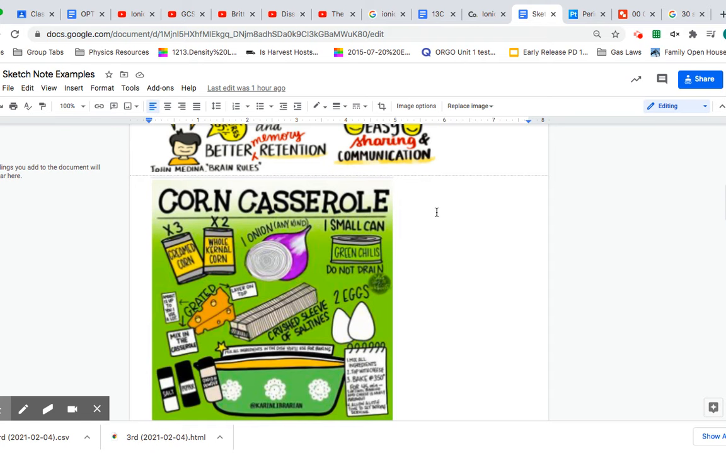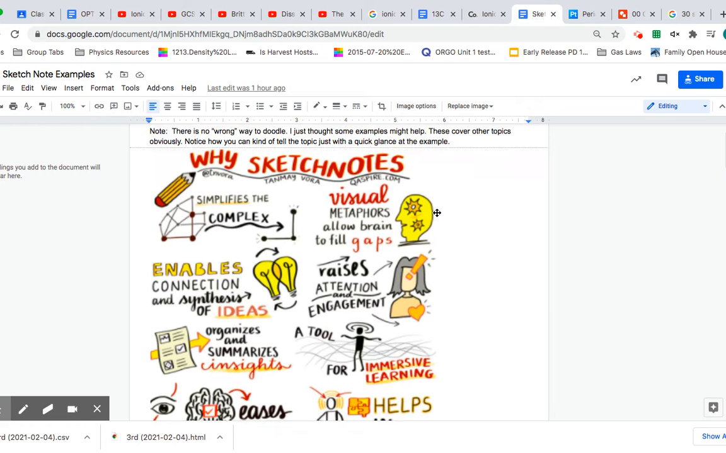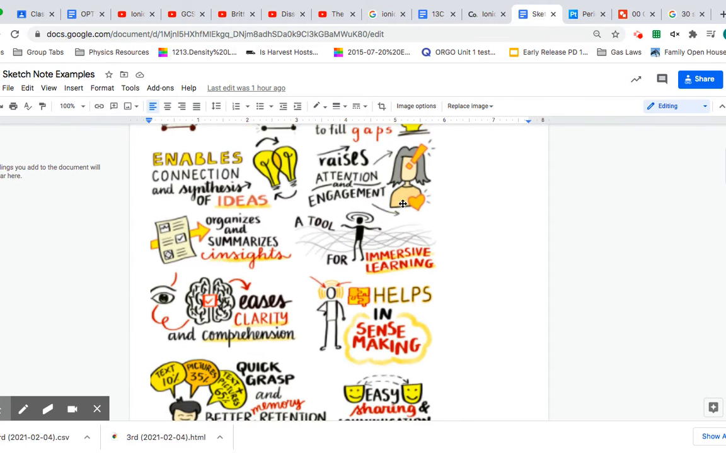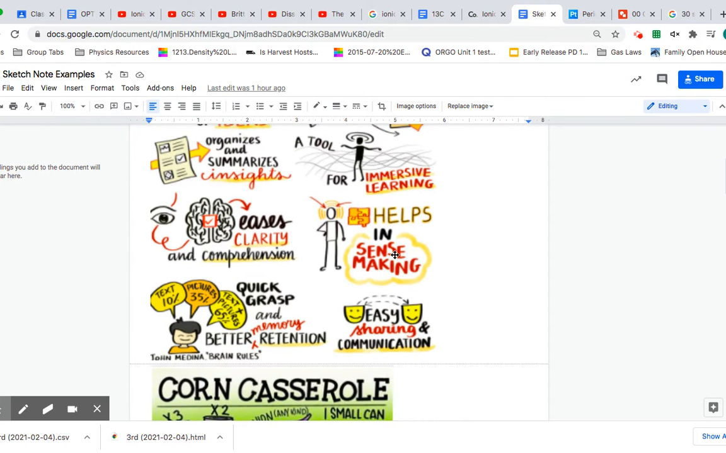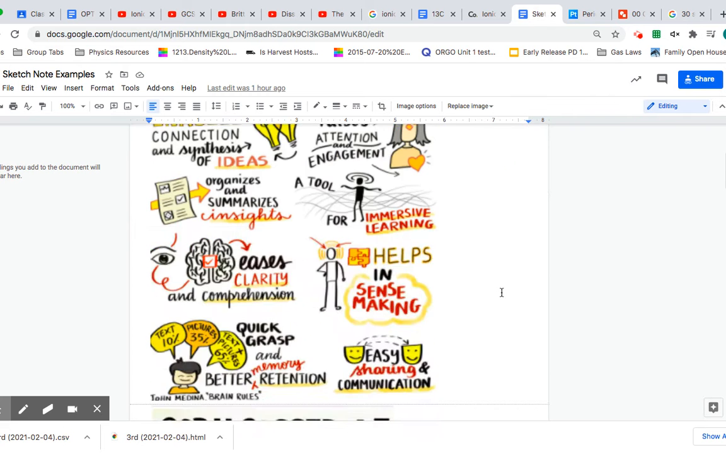So what we're going to be doing is reading the article, and you are going to be doodling a visual representation of the article. So why do we do this? Visual metaphors, and this is kind of an example, but this is more words than what I'm picturing, but we'll see. Visual metaphors allow brains to fill in gaps. It simplifies it. It enables connection, raises attention. It helps in sense making. It helps you make sense of what's going on, helps with clarity. So it's very beneficial. There's a lot of different parts. So hopefully this is part of our being more efficient learners. We'll see how it works.